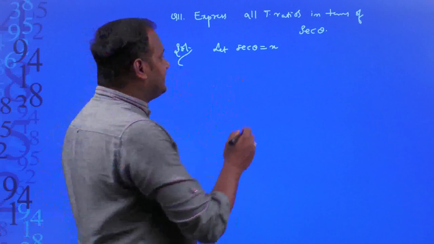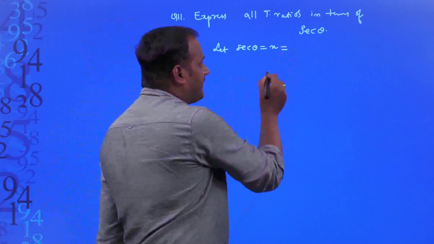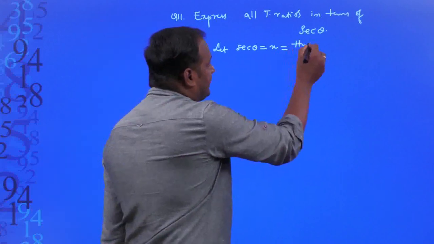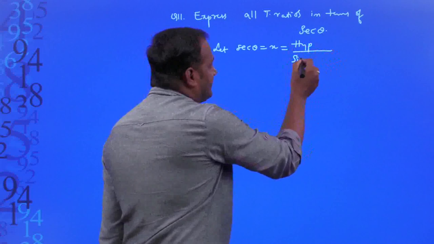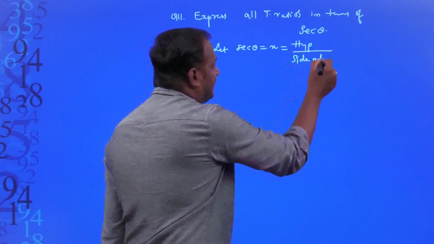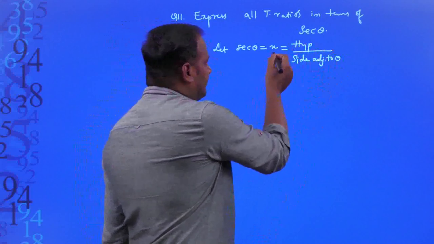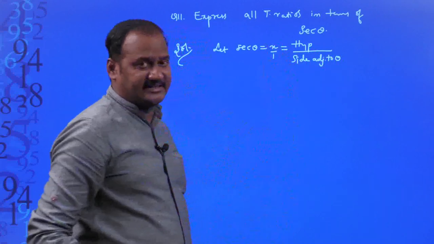The definition of secant theta is going to be, yes, what is the definition of secant theta? Hypotenuse divided by side adjacent to theta, right? This is the definition of secant theta. But this is x only, so I am going to write it as x divided by 1.